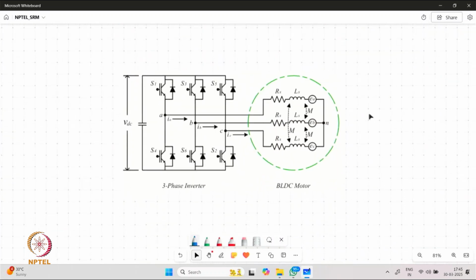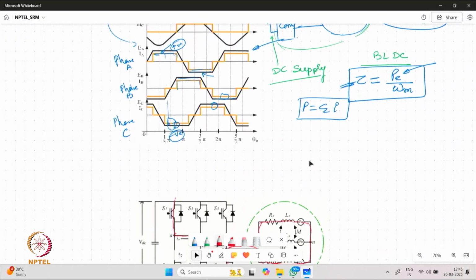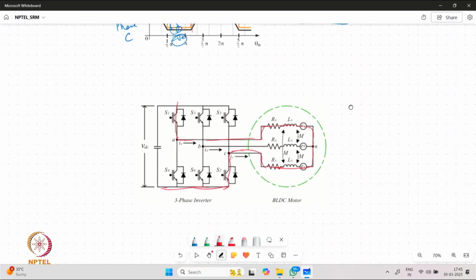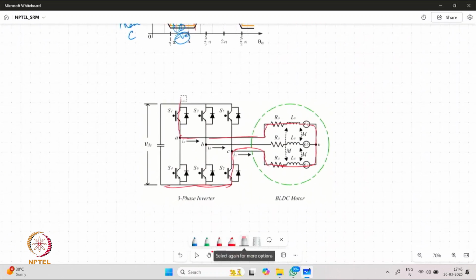For example, if we want positive current flowing through the A phase and negative current flowing through the C phase, we can turn on S1. So current flows in this fashion, and then S2 so that it can return through the negative DC bus. Further, as the EMF is changing, the B phase has to become positive and the C phase has to remain negative. So S1 can be turned off and S3 can be turned on. So positive current can flow through the B phase and negative current can come through the C phase.